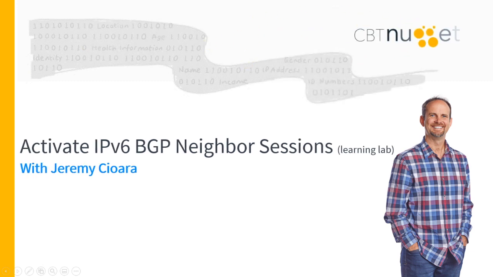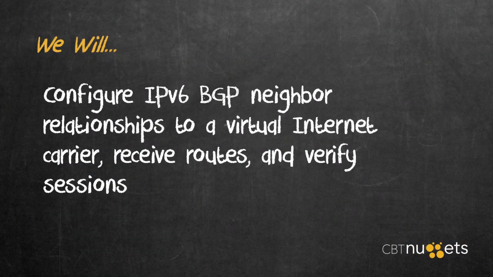It's time to build the routing table of the new internet. By the time we're done here, we will configure IPv6 BGP neighbor relationships to a virtual internet carrier, receive routes, and verify the sessions are actually working.